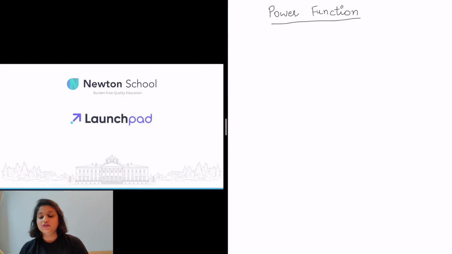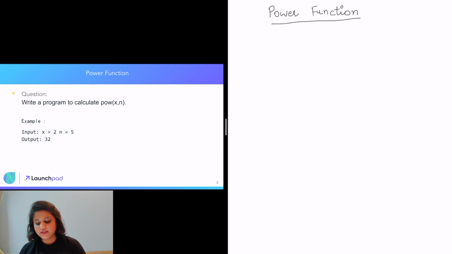So in today's video, we are going to discuss the power function problem. The question goes like, write a program to calculate power of x comma n. We might have used this function a lot of times while coding. So now let's see what is the optimized way to code this. The question is pretty simple. The input is 2 integers, x and n, and the output is also an integer, which will basically tell us the value of x to the power n.